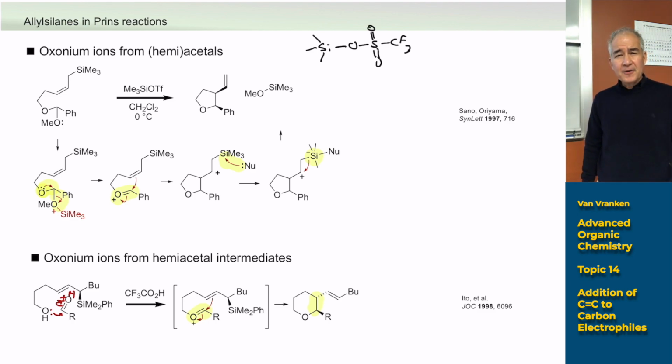Okay, when we come back, we're going to see a lot more examples. Maybe not a lot more examples. We're going to see more of the same thing over and over. Allylsilanes, allylstannanes, allylboronates attacking carbenium ions or oxonium ions that are electrophilic on carbon. Same thing over and over.